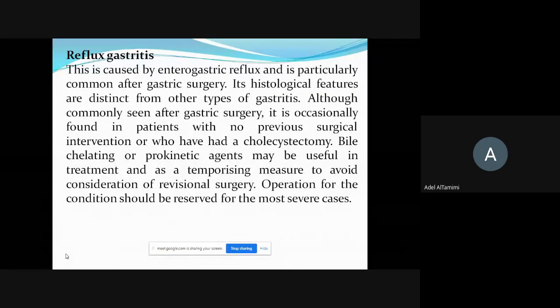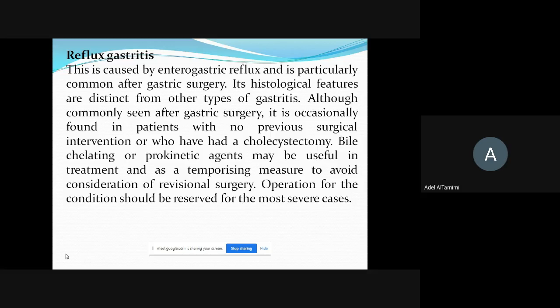Another type of gastritis هسه قلنا type A type B. هاي هسه reflux مو reflex. This is caused by enterogastric reflux، يعني الدودنم اللي هو كله الكلاين راح يصير reflux of the duodenal content into the stomach، والستومك هنا مهيئة للأسيد وليس للألكلاين.